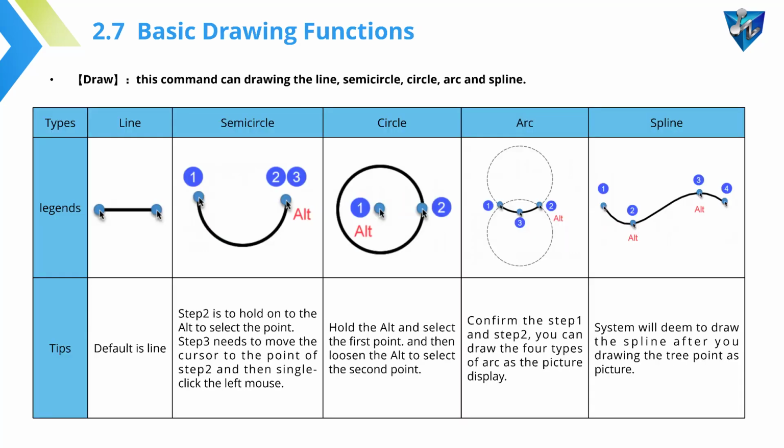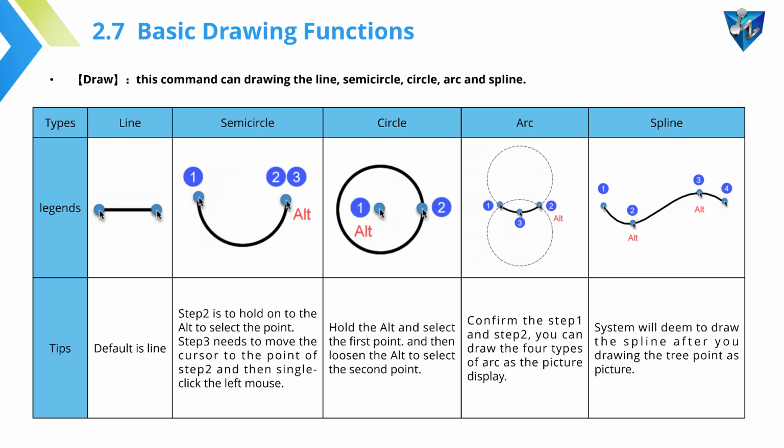Let's move to another function. This is the Draw tool. This command can draw the line, semicircle, circle, arc, and spline. As you can see here, if you want to create a line, you just use the default setting. Click to select the first point, and then define the second point.